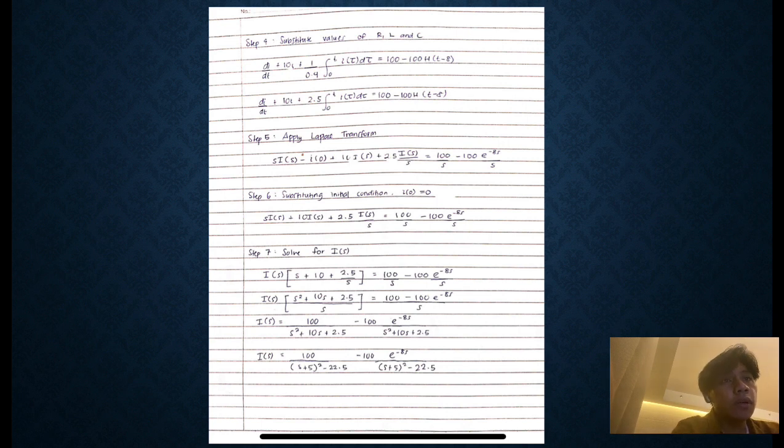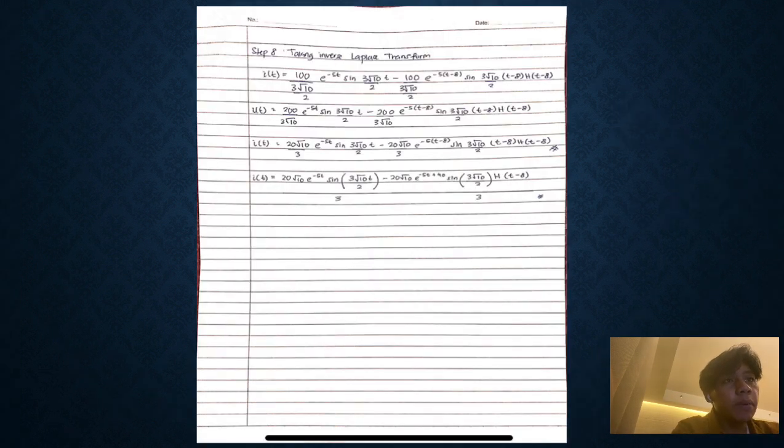Then for the last step, we use the inverse Laplace transform, so that we get the final calculation for I(t), and we get the answer of I(t), which is shown in the picture.